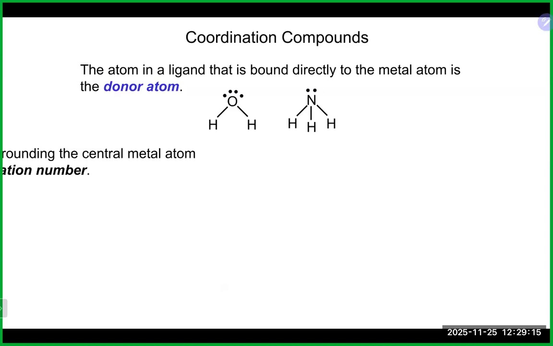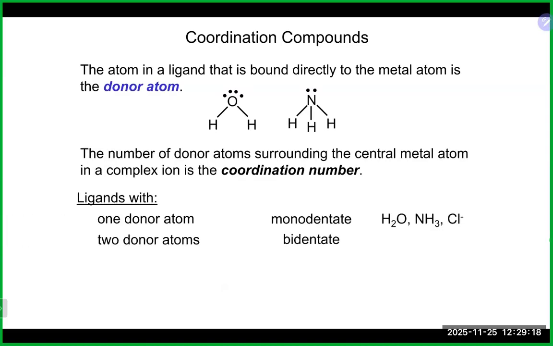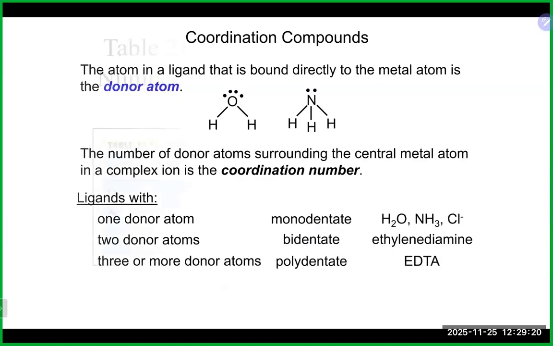Now, when we talk about ligands, they do have different donor atoms. And when we talk about the coordination number, it is how many atoms are directly attached to the metal in the complex ion. So, how many atoms are directly attached there? And it does depend on the type of ligand you have.